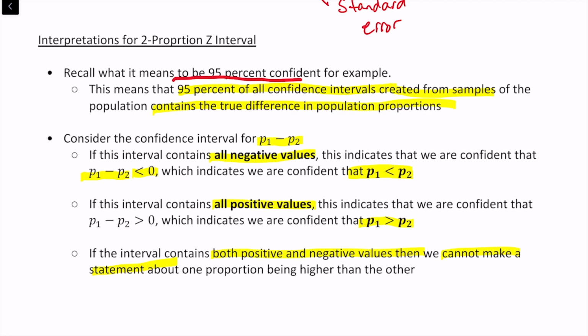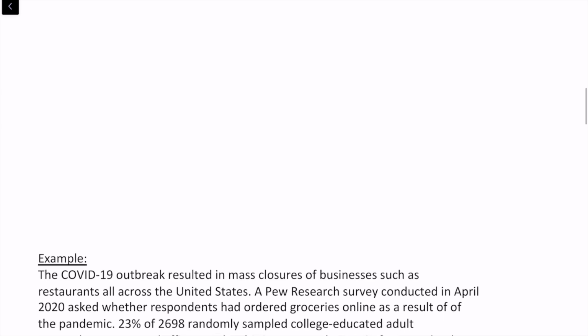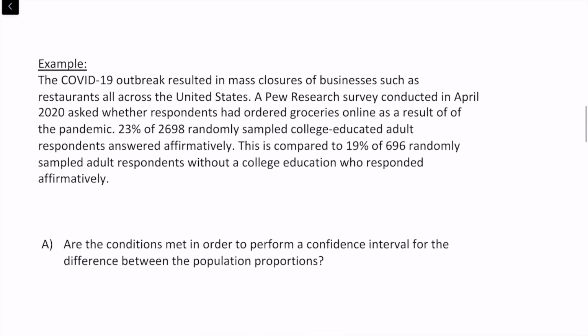Okay, enough being said, here we go. For example, the COVID-19 outbreak resulted in mass closure of businesses such as restaurants all across the U.S. A Pew Research survey conducted in April 2020 asked whether respondents had ordered groceries online as a result of the pandemic. 23% of 2,698 randomly sampled college-educated adult respondents answered affirmatively, so they did order groceries online. This is compared to 19% of 696 randomly sampled adult respondents without a college education who responded affirmatively.